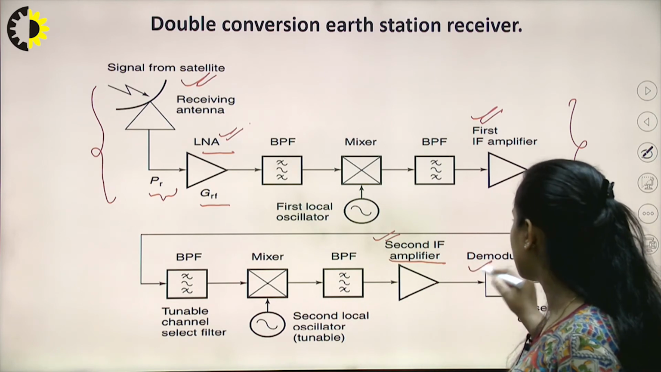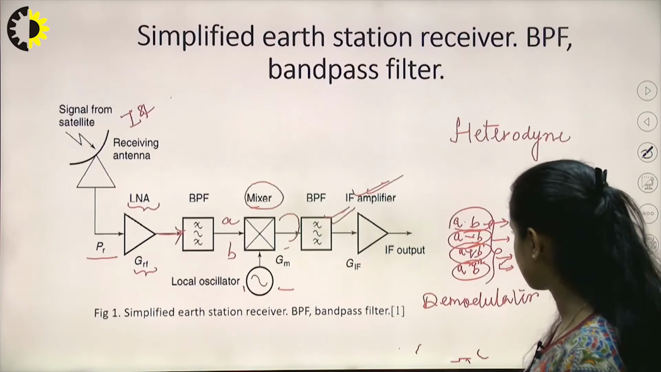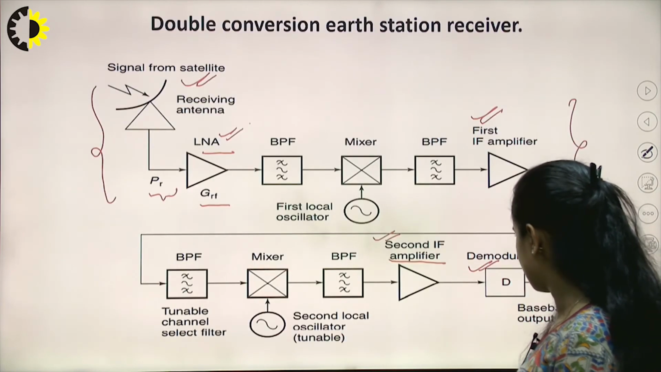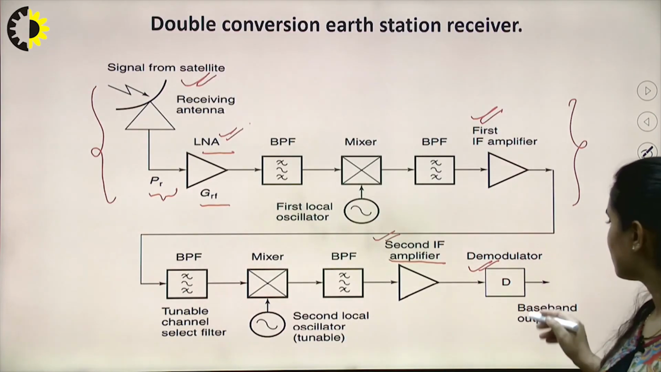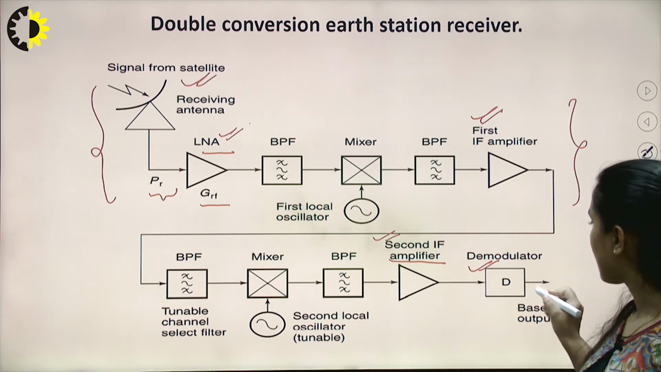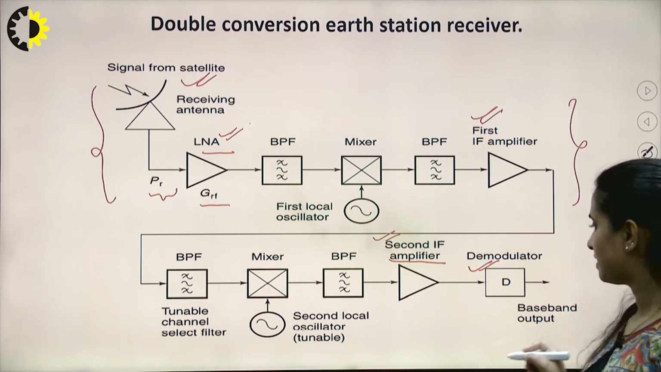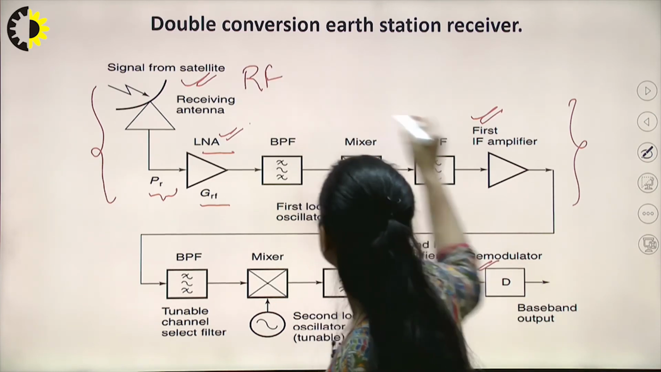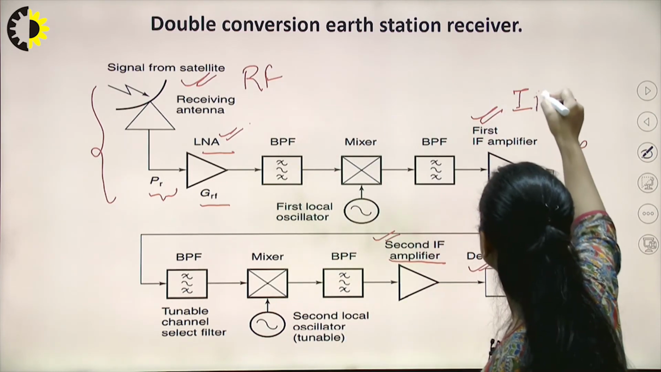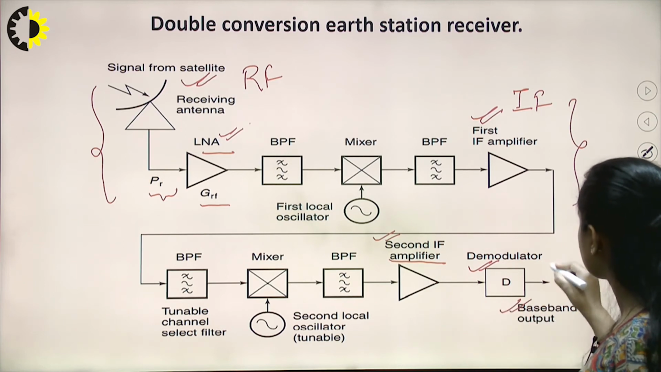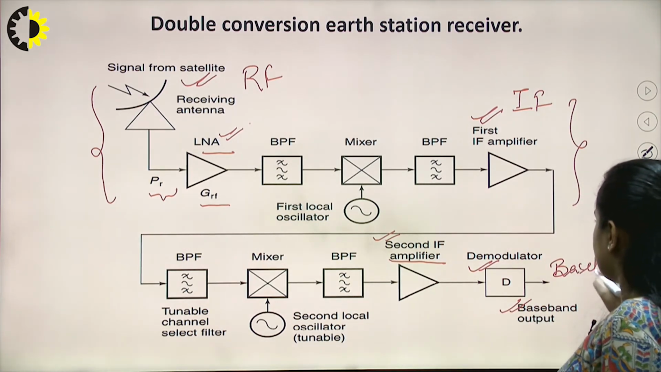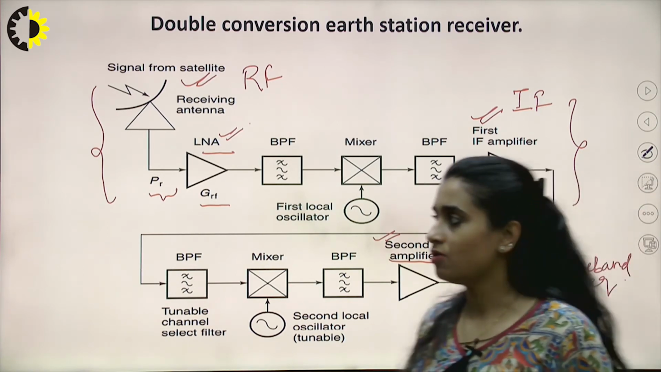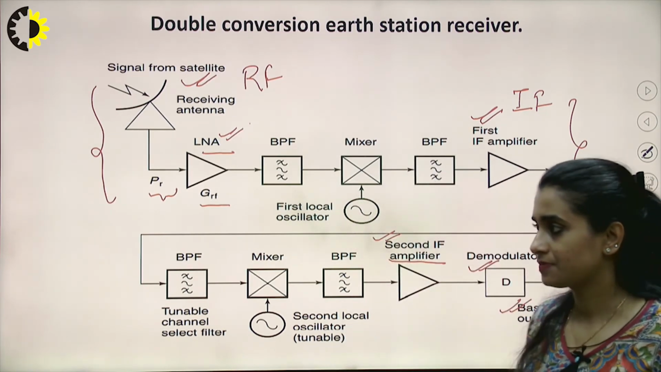And finally the demodulator, which was missing earlier, is shown here, right? This demodulator will convert my IF into baseband frequency. So here I receive RF, which is converted into IF, intermediate frequency, and here I get the baseband frequency, right? This is how it happens.